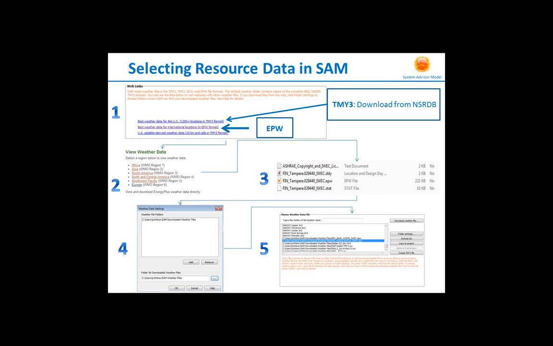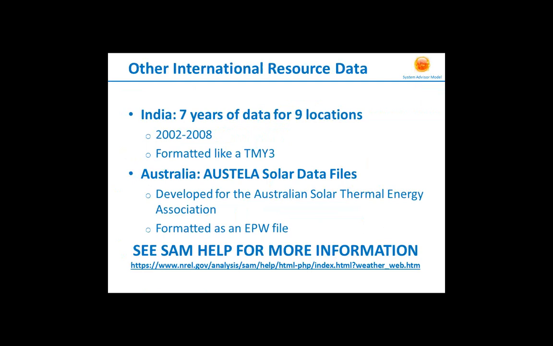Finally, I'd like to mention that there are a few other sources for solar resource data in India and Australia in particular, as a result of other projects that NREL has completed. More information about where to obtain these weather files can be found in the SAM Help documentation in the Weather Data Online section that's linked here.